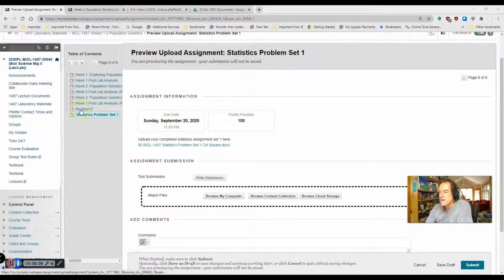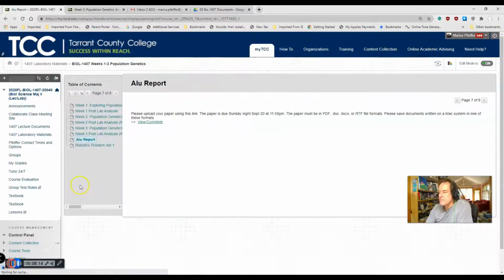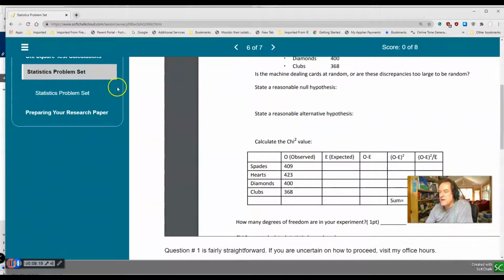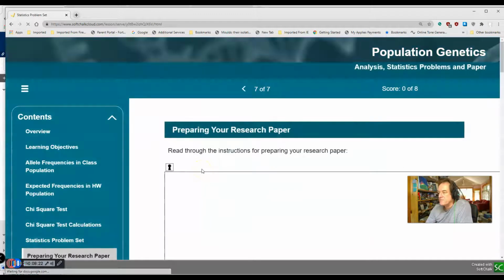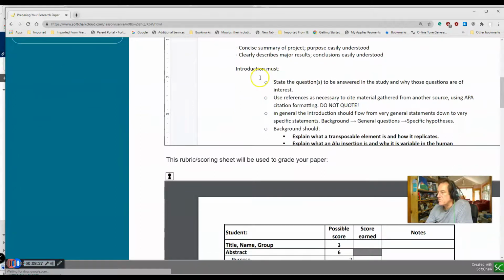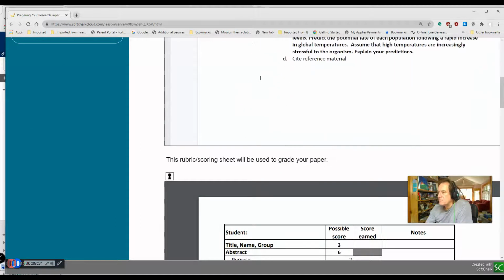Okay. Your ALU report. Right. That's also in your lesson. So let's go ahead and take a look down at the preparing your research paper in your lesson. All right, so here's the instructions for your research paper. You can print these out if you want as well, but this tells you what to do. I'll walk through it, okay?